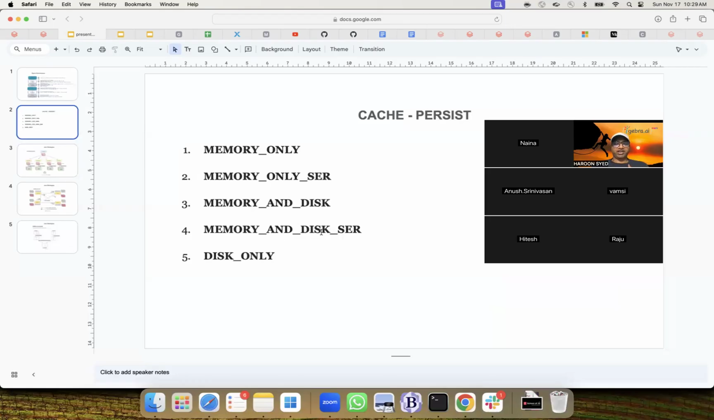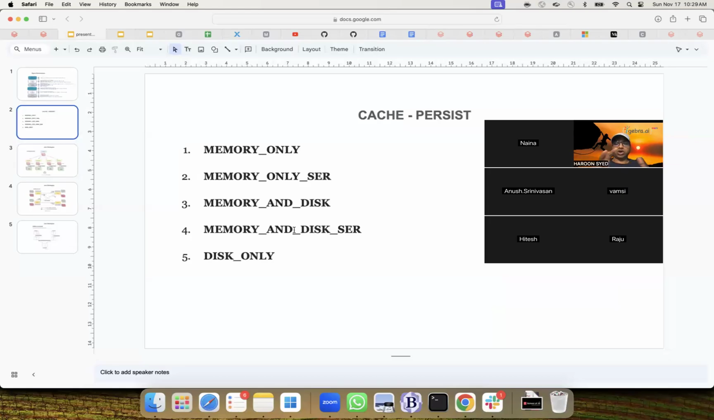Then memory and disk with serialization. Same example: your data frame 2 is 10 GB and your memory is 8 GB. I cannot fit 10 GB, but if I do serialization, maybe it comes down to 8 GB, so I will put it in memory and it fits. If I don't do serialization, then it spills into disk.